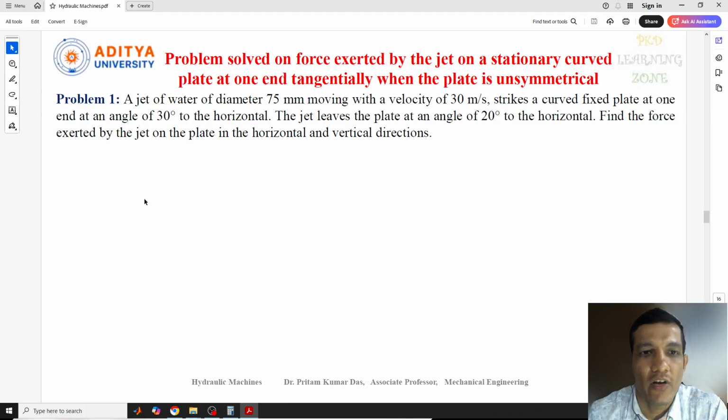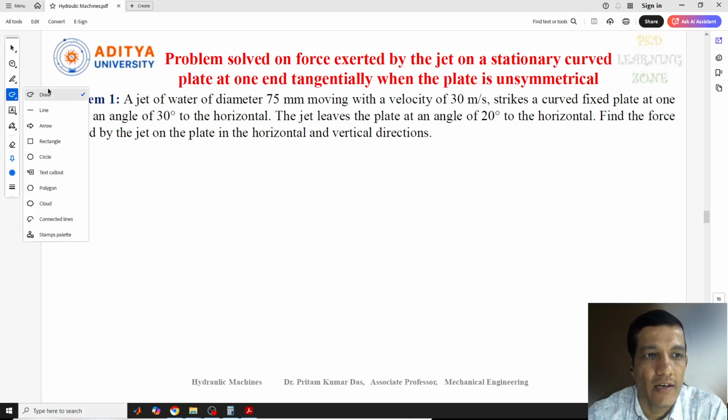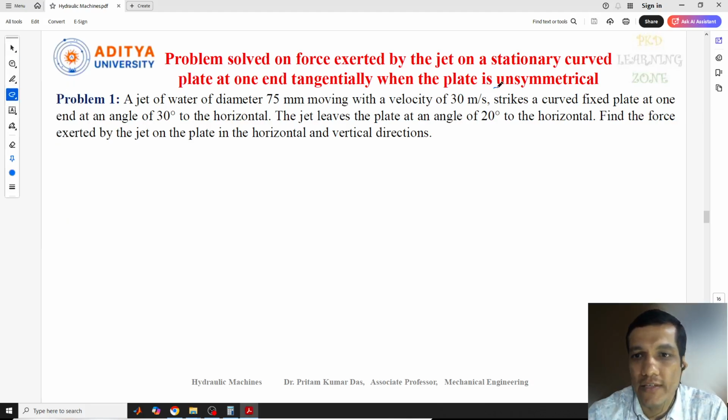In this lecture, we'll solve a problem on force exerted by the jet on a stationary curved plate at one end tangentially when the plate is unsymmetrical. Here, the plate condition we need to consider is unsymmetrical, and the plate is stationary and curved. The jet of fluid is striking this plate tangentially at one end. We have derived the equation for similar conditions in our last video lecture.